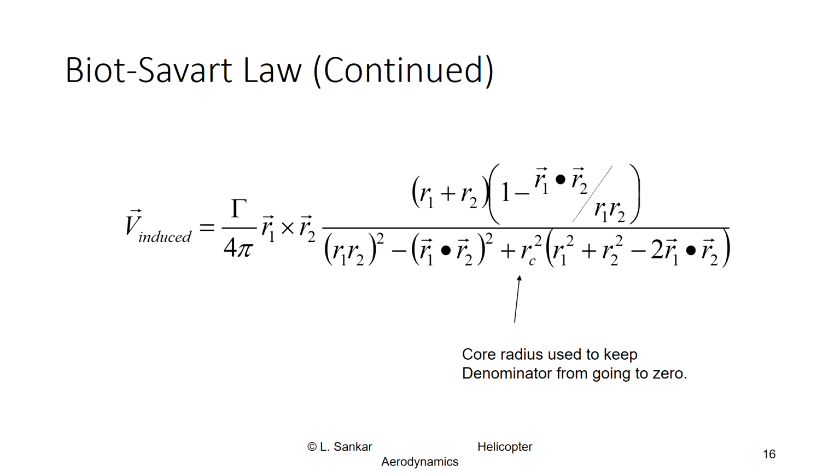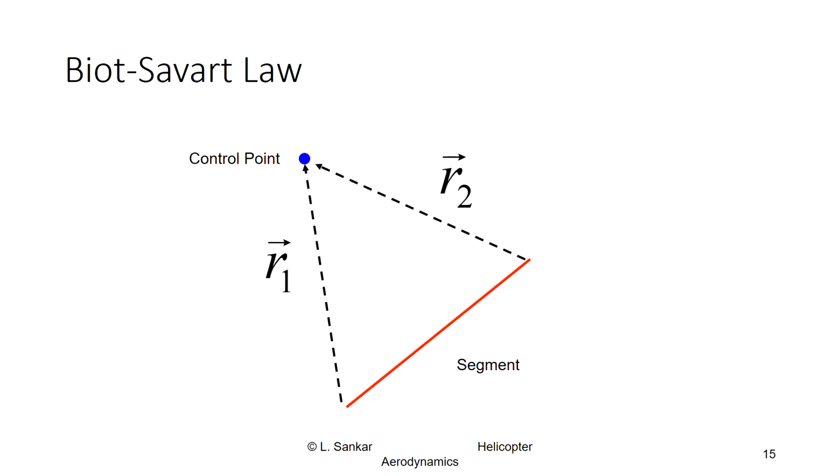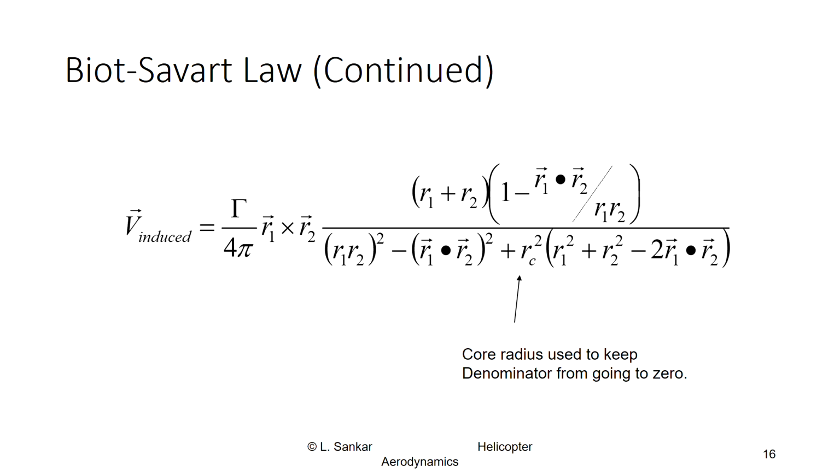I mentioned the vortex core; it is in the denominator. Why is it added? Otherwise, in the case where r1 approaches r2, that means the line segment becomes very, very small in length, then in the denominator, with |r1| and |r2| as the magnitudes of r1 and r2, the term |r1|²|r2|² minus (r1 dot r2)² will go to 0 when r1 approaches r2, or if either r1 or r2 goes to 0. In either case, the denominator will go to 0. To avoid that, we add this vortex core term to keep the velocities finite.